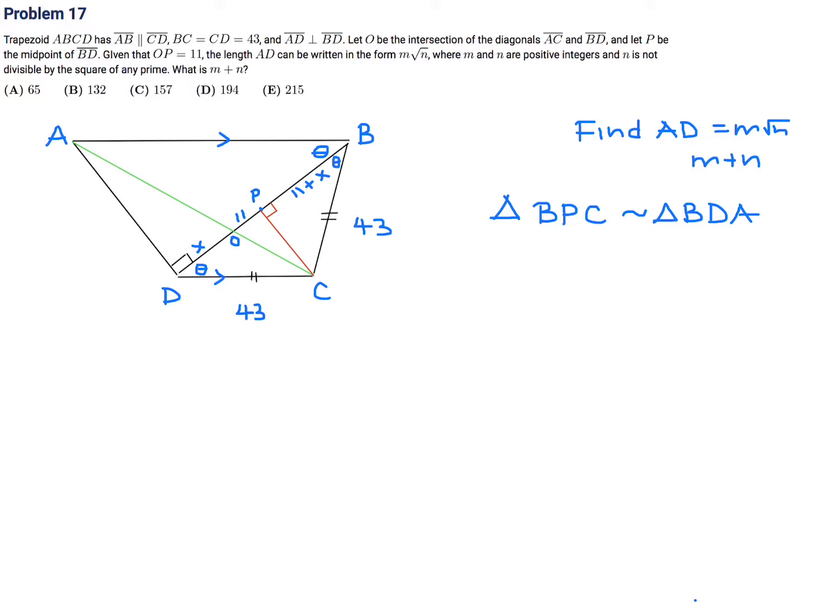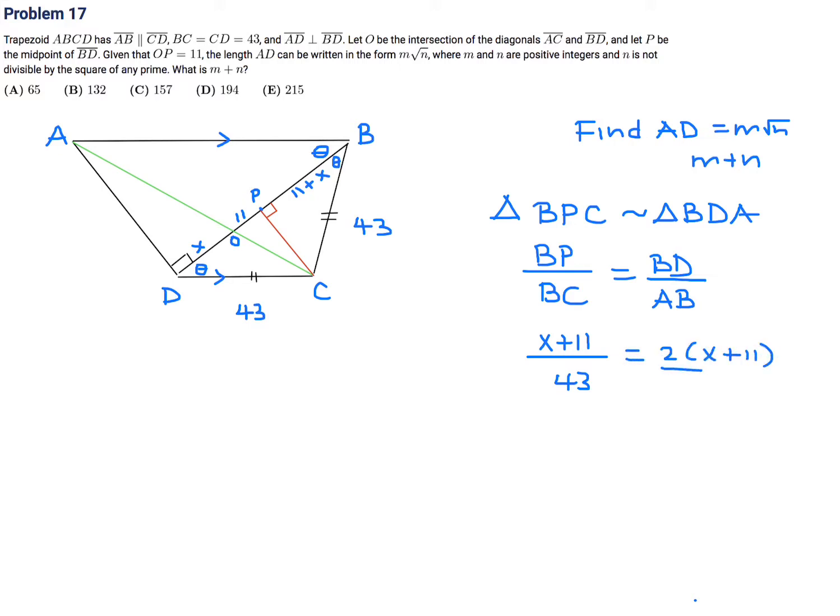All right, so from that, BP over BC would be equivalent to BD over AB. So that means in terms of my labeling, x plus 11 over 43 would be the same as 2 times x plus 11 over AB, sorry. So cross multiply, and it looks like the x plus 11's cancel, so AB just equals 86. Okay, well, that was pretty quick.